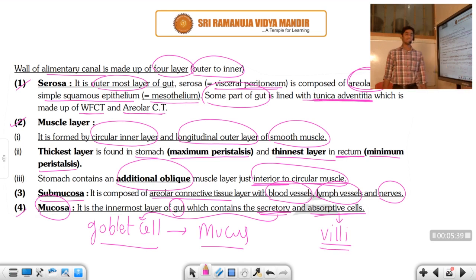Right, student? Absorptive cell. The villi increase the surface area for food absorption. The majority of absorption occurs in the villi. Villi are found in the small intestine. So the mucosa is the innermost layer of the gut. It contains secretory cells; an example is the goblet cell, which secretes mucus. What is the role of the mucus? It protects against HCl, pathogens and bacteria. And the villi are responsible for the absorptive function. Right, student? So this is about the mucosa.